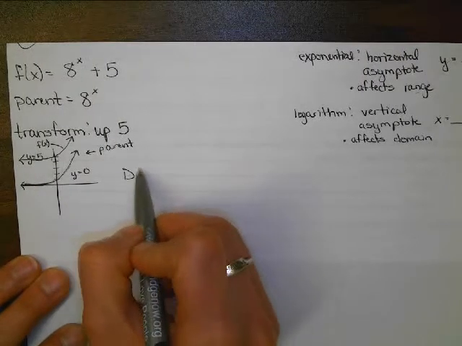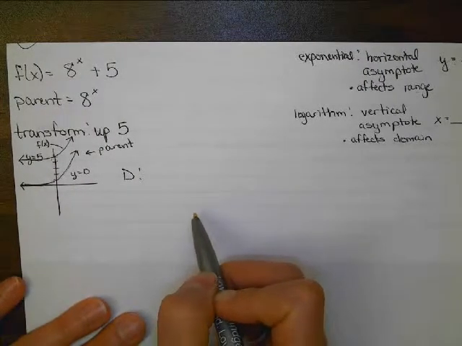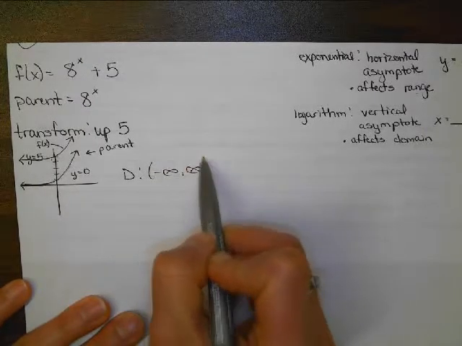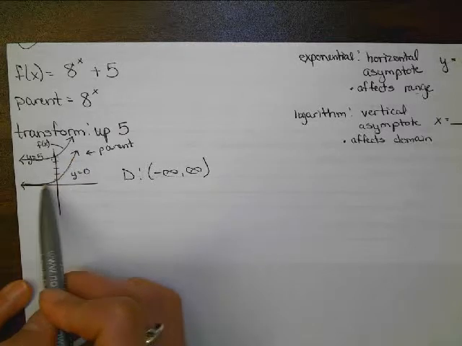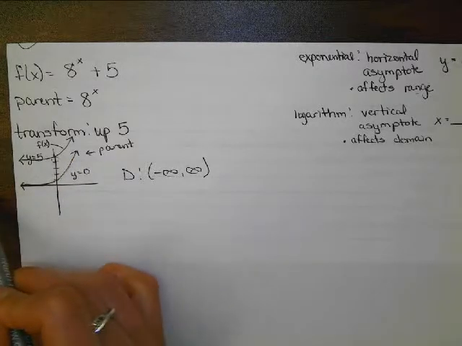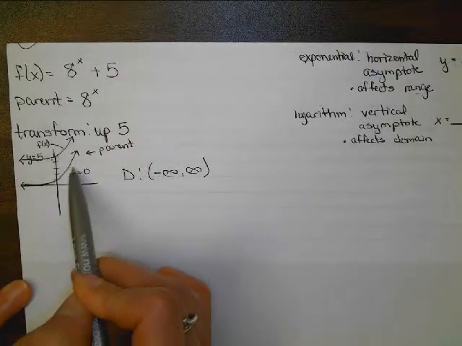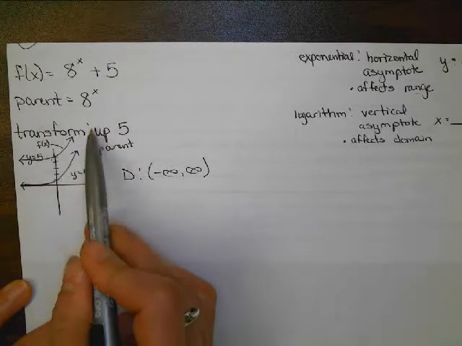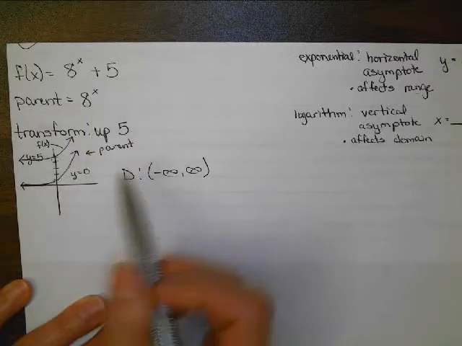So now let's talk about domain and range. My domain for my parent function is going to be negative to positive infinity, because you'll see that this graph is going to go forever to the left, and it also goes forever to the right. It goes up, but it does slowly go to the right as well. So that's for the parent function.